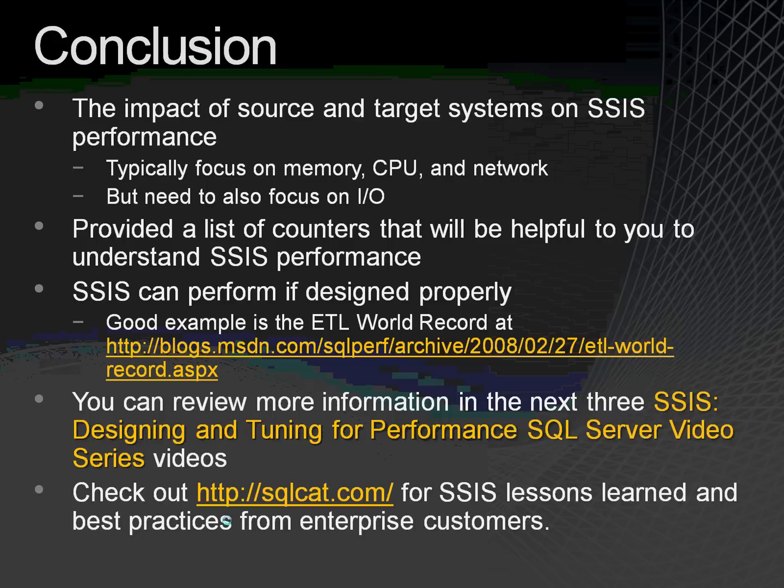A good example is the ETL world record, in which they were able to process more than a terabyte of data in under 30 minutes. There were optimizations to hardware, optimizations to SQL partitioning, things like that, which you can refer to this blog to find out exactly what they did. But the key here is that they had to measure the source system and baseline the package and measure what SSIS was doing by looking at these counters so they could understand what was slowing down the package. You can also review more information in the next three videos of the SSIS Designing and Tuning for Performance SQL video series. Okay, and also check out sqlcat.com for SSIS lessons learned and best practices from enterprise customers.